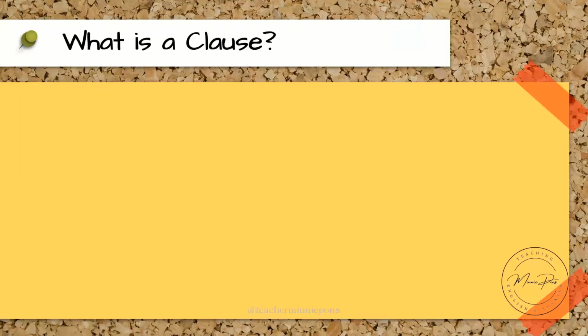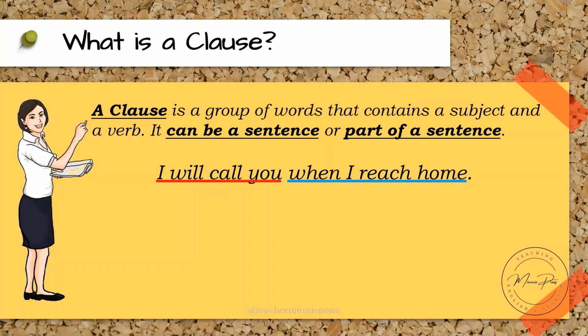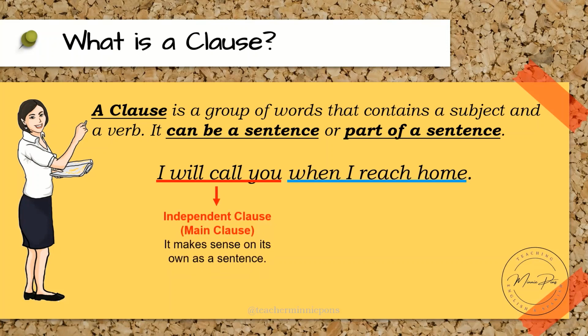What is a clause? A clause is a group of words that contains a subject and a verb. It can be a sentence or part of a sentence. For example, I will call you when I reach home. In this example, we have the independent clause, that is also known as the main clause. And why is it independent? Because it makes sense on its own as a sentence.